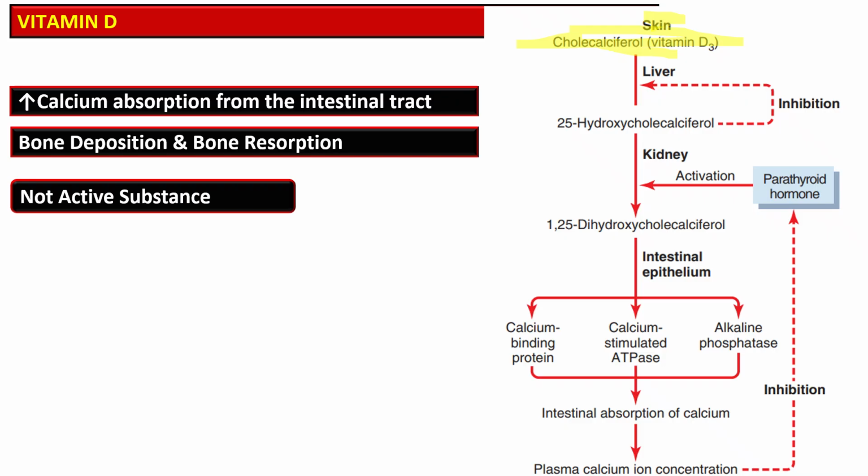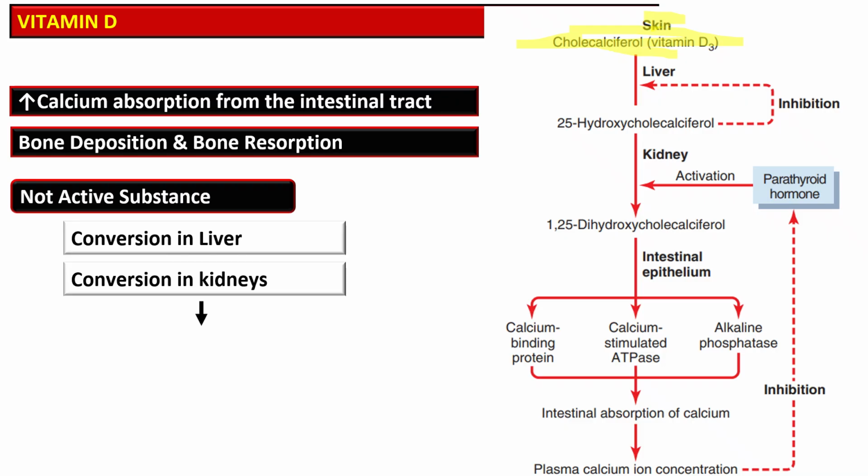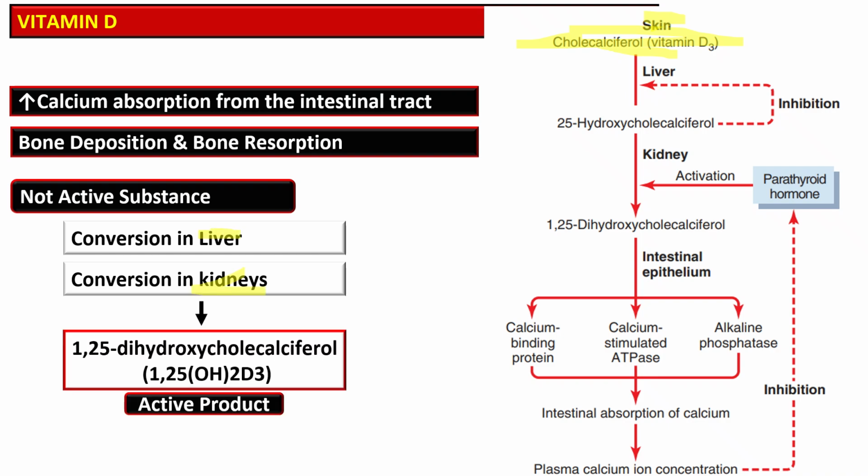This vitamin D3 is not an active substance. It is first converted in the liver, and then it is converted in the kidney, and the final product is 1,25-dihydroxycholecalciferol, that is the active product. So there is a direct effect of feedback inhibition by the 25-hydroxycholecalciferol of this cholecalciferol, and this liver product is then in the kidney.